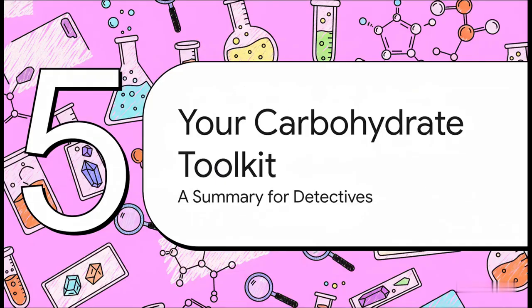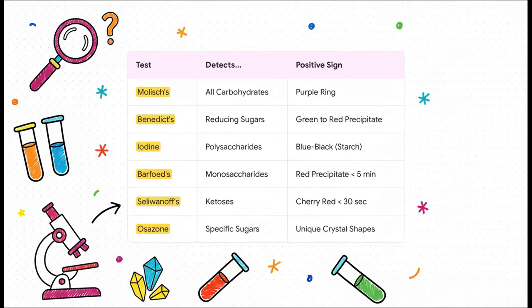Whew! What an investigation. We went from a total unknown to a positive ID by following the clues. So now you've got a complete set of biochemical tools at your disposal. Let's lay them all out on the table one last time and just review what each one does. And here it is, your detective's cheat sheet. It's a logical flow, right?